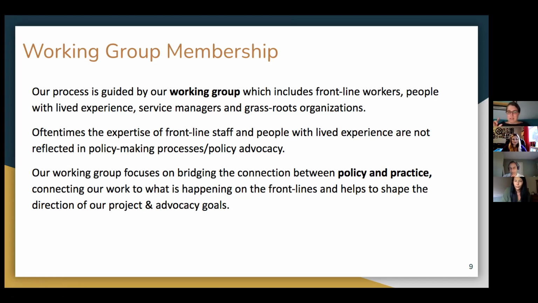Our working group really focuses on bridging the connection between policy and practice. So connecting our work and the ideas that are emerging to what is actually happening on the front lines, which has helped us shape the direction of our project and our advocacy goals. One of the things that is common across a lot of different participatory processes, and that does not always fit well within academia, is that when you invite robust community involvement in your project, it does mean that things will shift and change. We'll talk about this in our lessons learned, but it was a bit of a daunting process at the beginning to hand as much influence as we did over to people who were not Mary and I, because if you saw our work plan 2 years ago versus our work plan now, it looks wildly different.